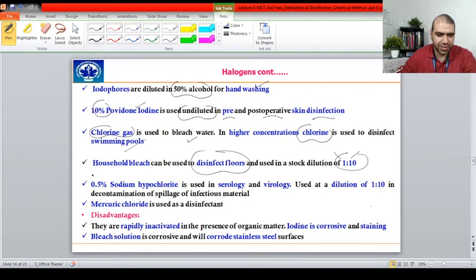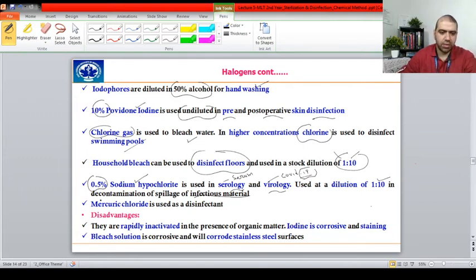Again, if you decrease the concentration, this is only 0.5% sodium hypochlorite, okay? And it is used in serology and in virology. Serology means the study of serum, which is part of our blood, and virology is the study of viruses. Currently, you can talk about its study in coronavirus, COVID-19. It was discovered on the 31st of December 2019. That's why the 19 comes here. If used at a dilution of 1:2, 1:10, it can decontaminate spillage of infectious materials.